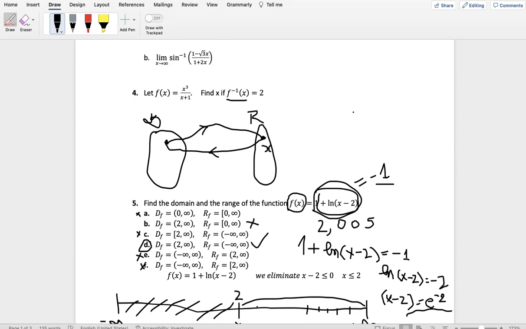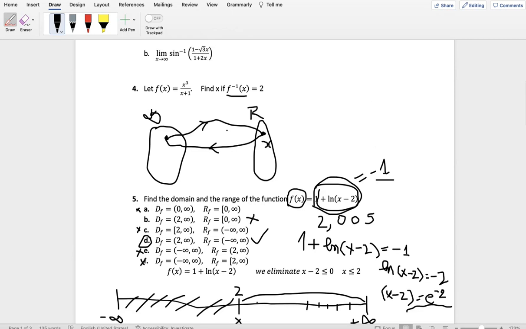Wait, just give me a minute so I can find a better way to explain this so you guys understand. Okay, so maybe when I explain it this way, it might not be clear. So let's write it down. Maybe that will be more clear.